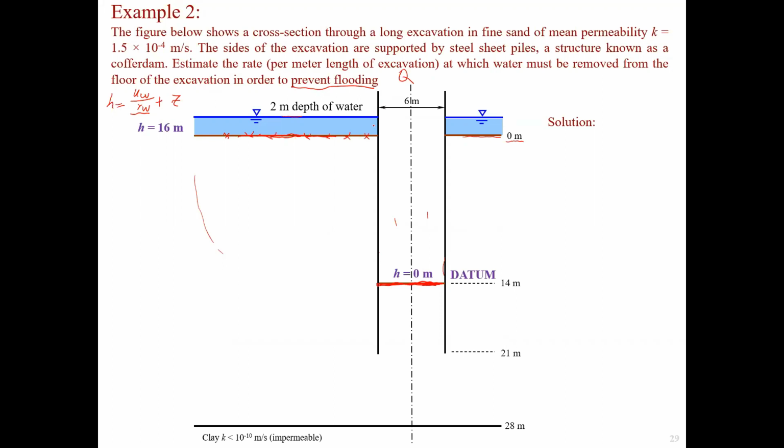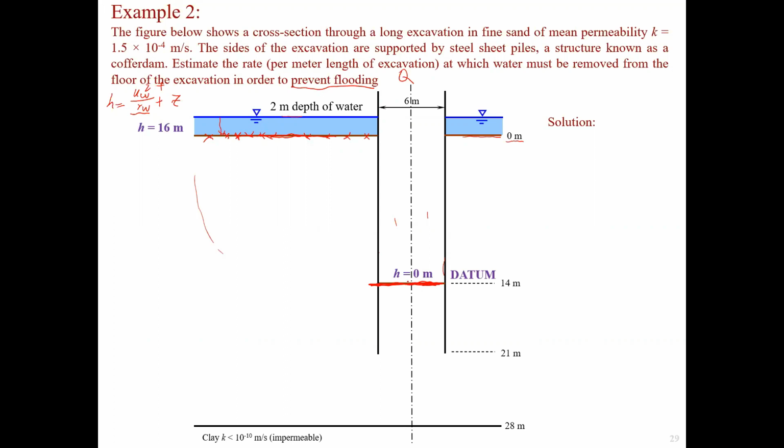Not 0. Upstream. No, the Z. The datum is here, so that's the datum. Wait, so the pressure height. You have to know the definition of the pressure height. That will be the height of the water pressure acting on this point. So that will be 2, and then the elevation height.